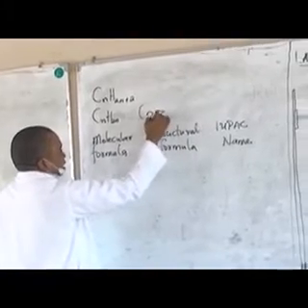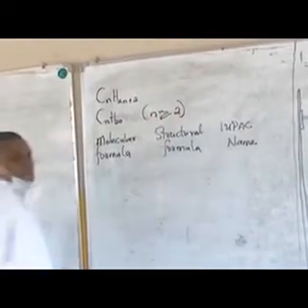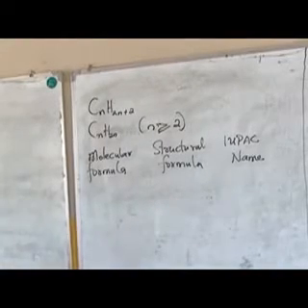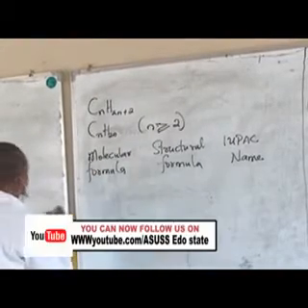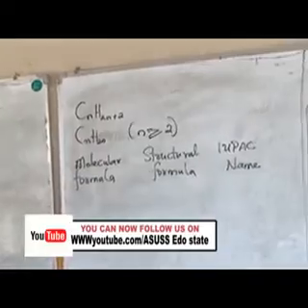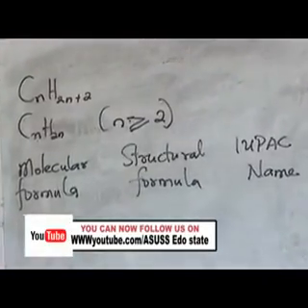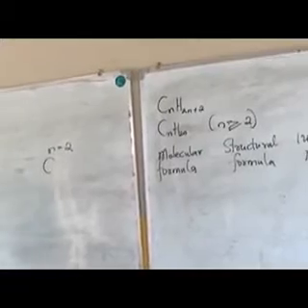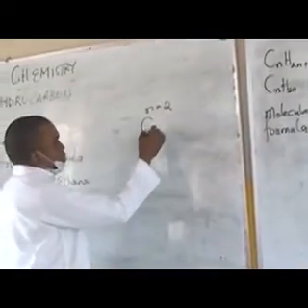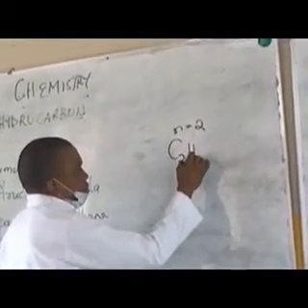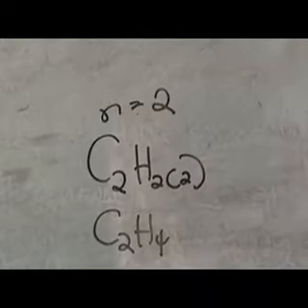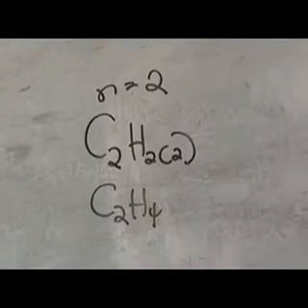N is greater than or equal to 2. N has a value that is greater than or equal to 2. And so therefore, when N is equal to 2, the formula of the first member of the alkene is going to be C2H2 times what? N, which is what? 2. And that gives you C2H4. This is the formula for the first member of the alkene.